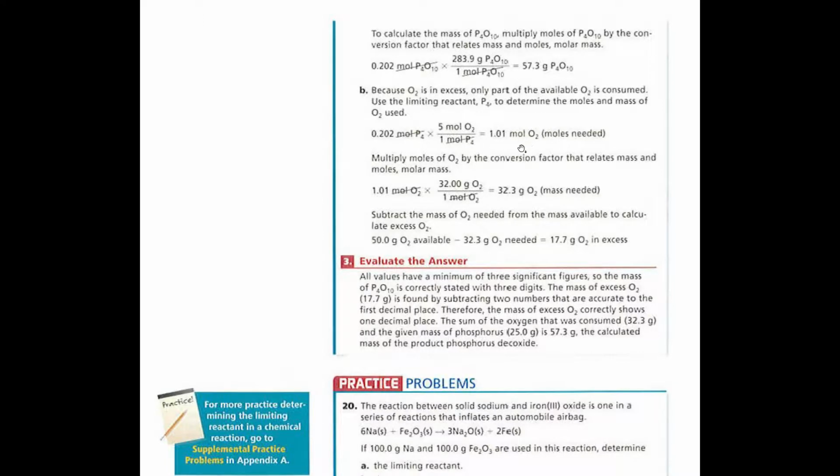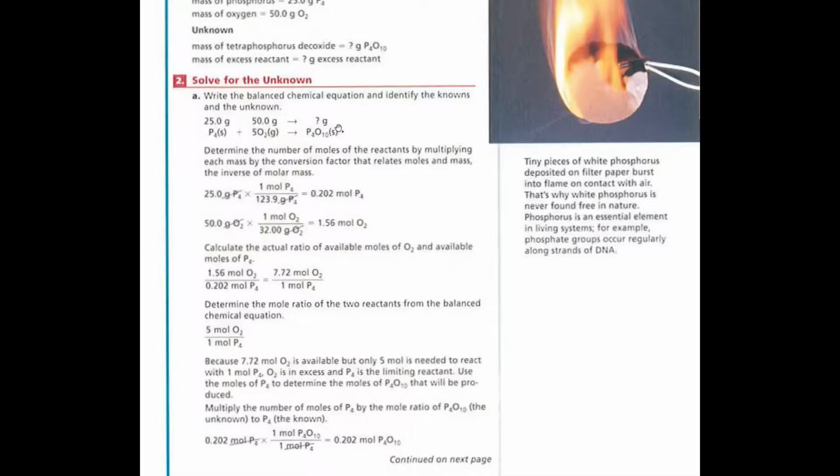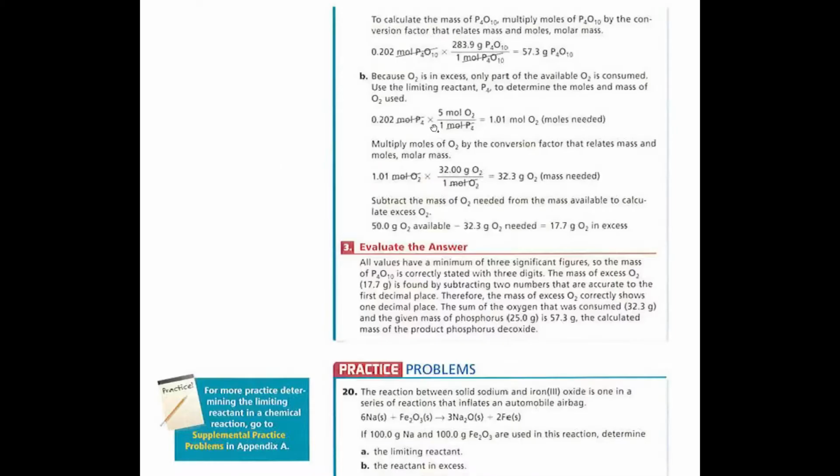Well, that is pretty straightforward because we know in our problem we need to use our molar ratio. So for every one of these, how many of these do I need? Hopefully you guys can see that answer is 5. For every one of these, I need 5 of these. So we use that right here. For every 1 mole of phosphorus, I have 5 moles of oxygen. So I can cancel those out. 0.202 times 5 means 1.01 moles. That's all of the oxygen I need. Okay?